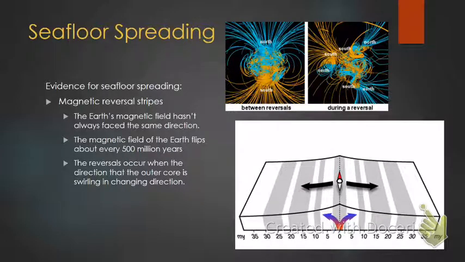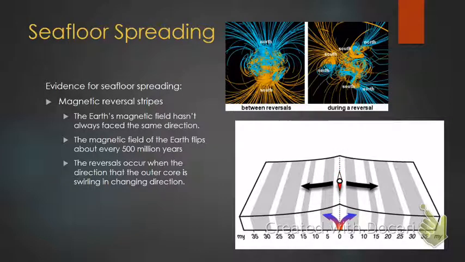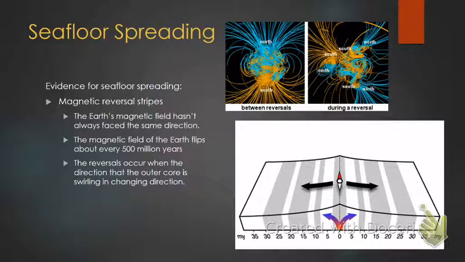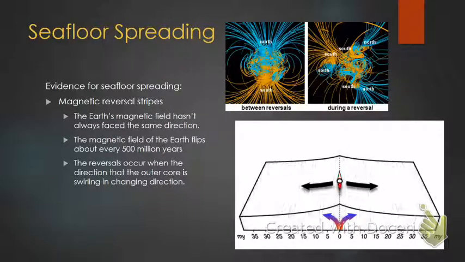North used to be south and south used to be north, and before that it was the way it is now, okay? The magnetic field of the Earth flips about every 500 million years, and reversals occur when the direction that the outer core is swirling changes direction.